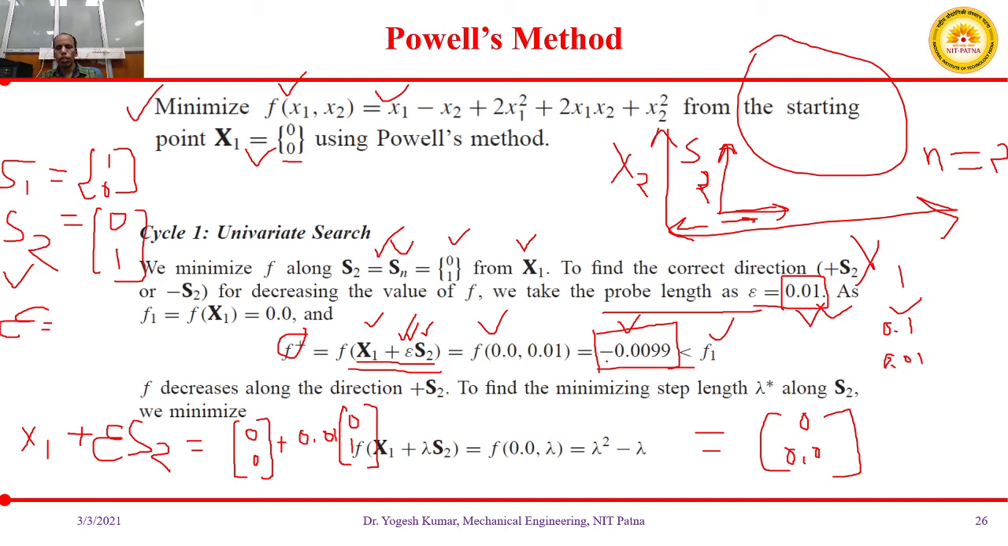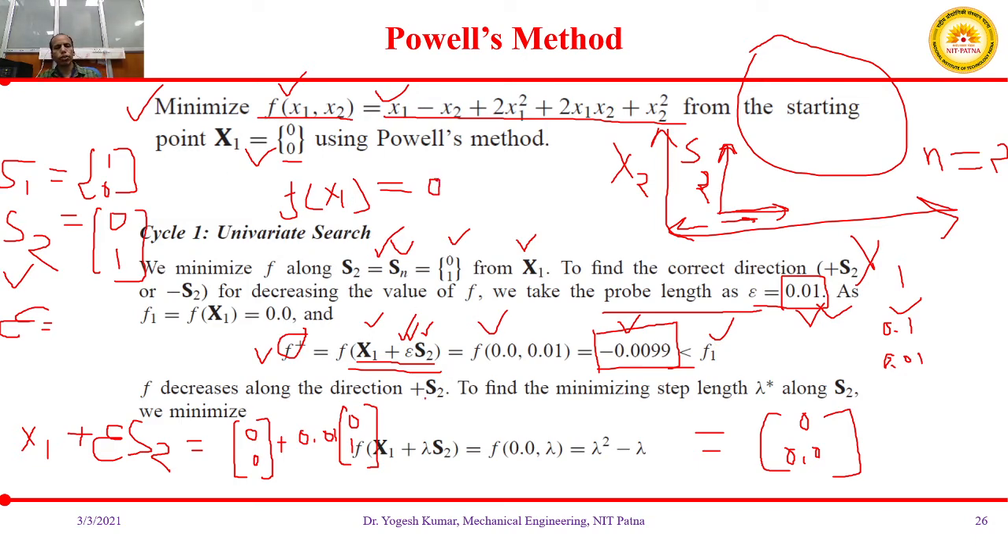Okay. So now what we have to do, because we are probing in the positive direction, we will calculate the initial value of the given function, which is f(x1). If you calculate the value of f(x1), what is it? f(x1) will be 0, so all the terms will be 0. So your f(x1) will be 0.